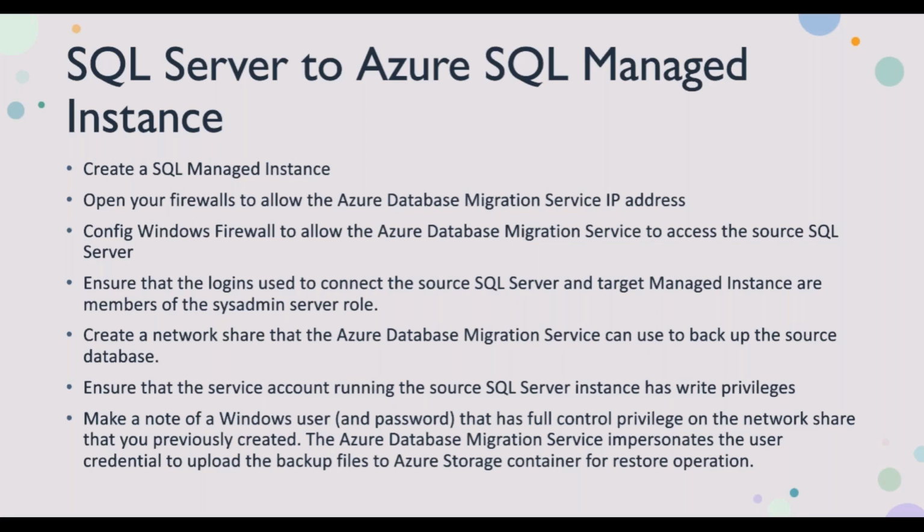Then a network share needs to be connected because these are instance to instance transfers. So we need to set up a network share so that the Azure Database Migration Service can use it. And we need to ensure that the service account running the SQL instance has the right privileges. Then if needed, we have to create a blob container, and we need to find out which Windows user has the complete privileges to do this. So these are the few things we need to consider for a managed instance.